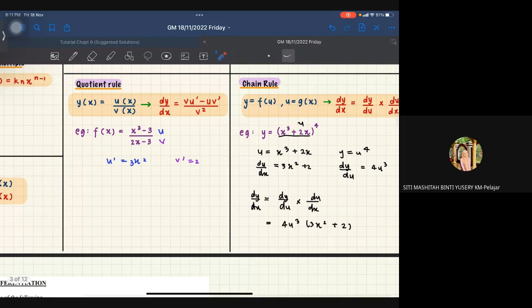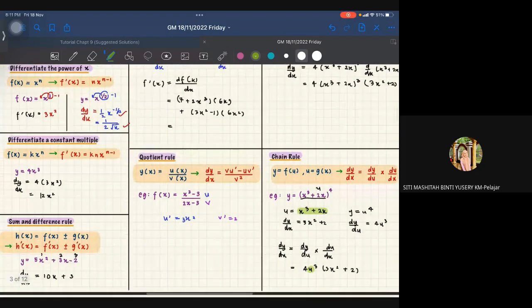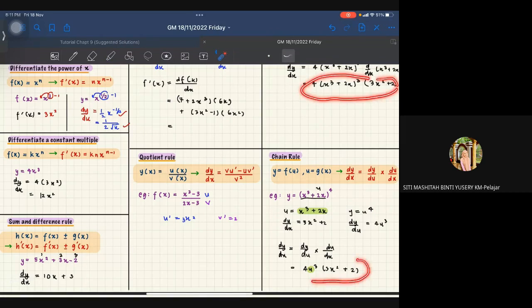Okay, because the question says you need to differentiate it with respect to x. In other words, your final answer should only have x as the variable. So it cannot have any other variable besides x. So you need to substitute back u is x cube plus 2x. So you have to substitute it back in. You settle this one yourself, then put it back inside. And if you notice, our answer here is exactly the same as the answer here. No difference.